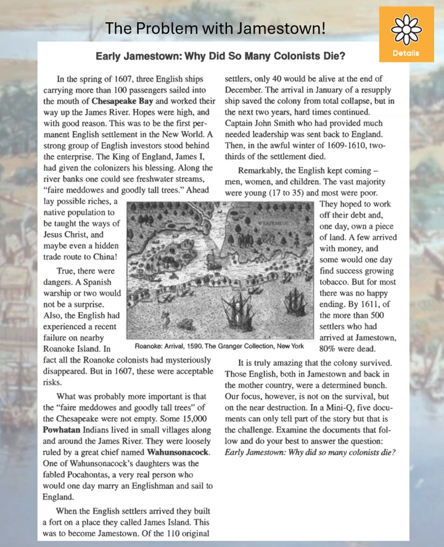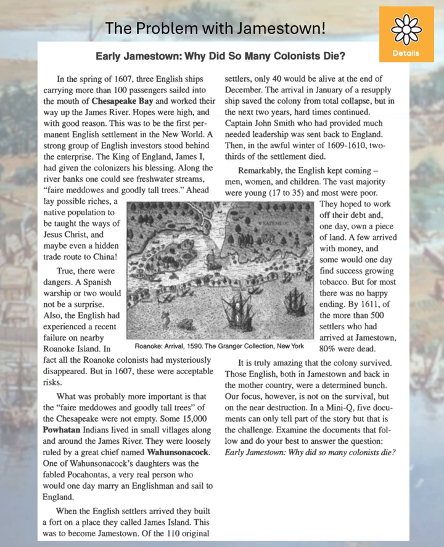What was probably more important is that the fair meadows and goodly tall trees of the Chesapeake were not empty. Some 15,000 Powhatan Indians lived in small villages along and around the James River. They were loosely ruled by a great chief named Wahunsenacawh. One of his daughters was the fabled Pocahontas, a very real person who would one day marry an Englishman and sail to England. When the English settlers arrived, they built a fort on a place they called James Island. This was to become Jamestown.